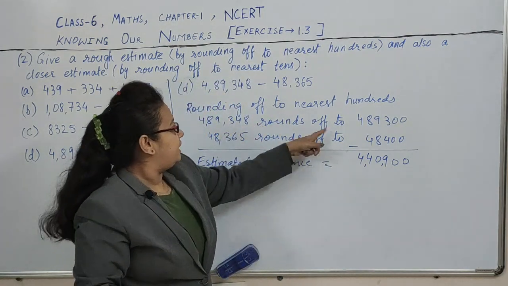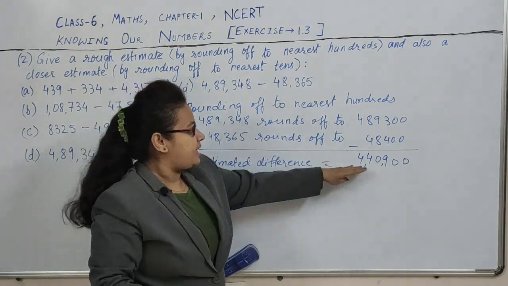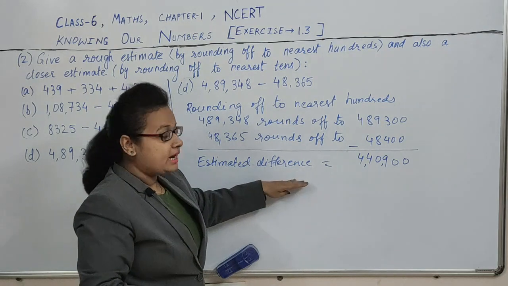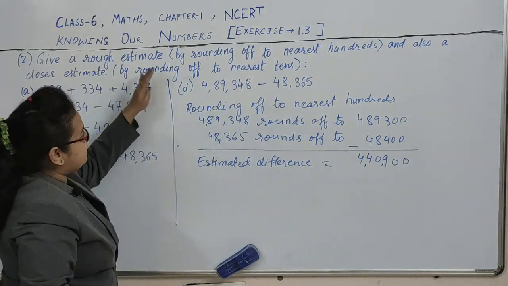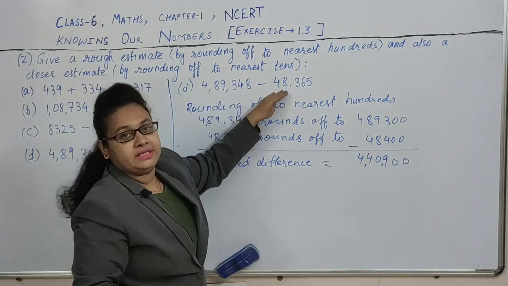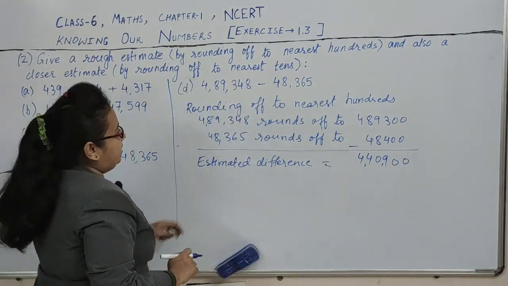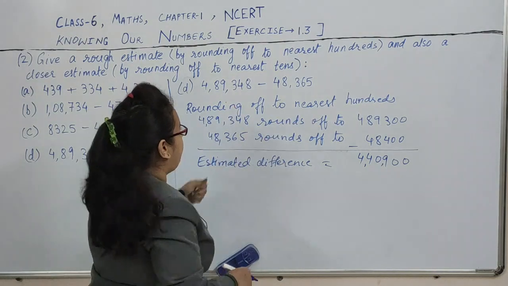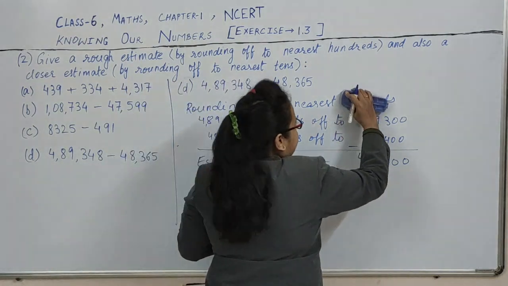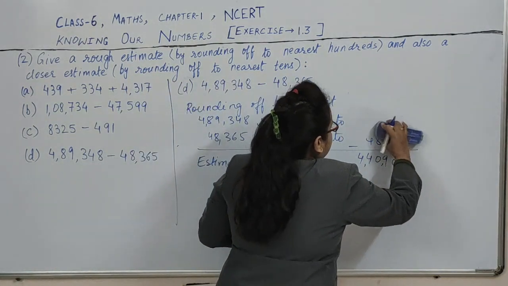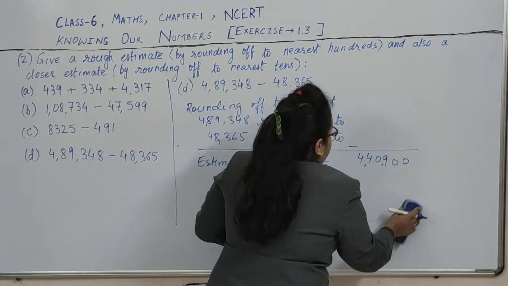Okay, we rounded off the numbers to the nearest hundreds and then we subtracted, and we got the rough estimate of the difference of these two numbers. Okay, now let us come to the tens. Here we rounded off to hundreds, now we will round off to the nearest tens and then we will see what is the difference between these two numbers.